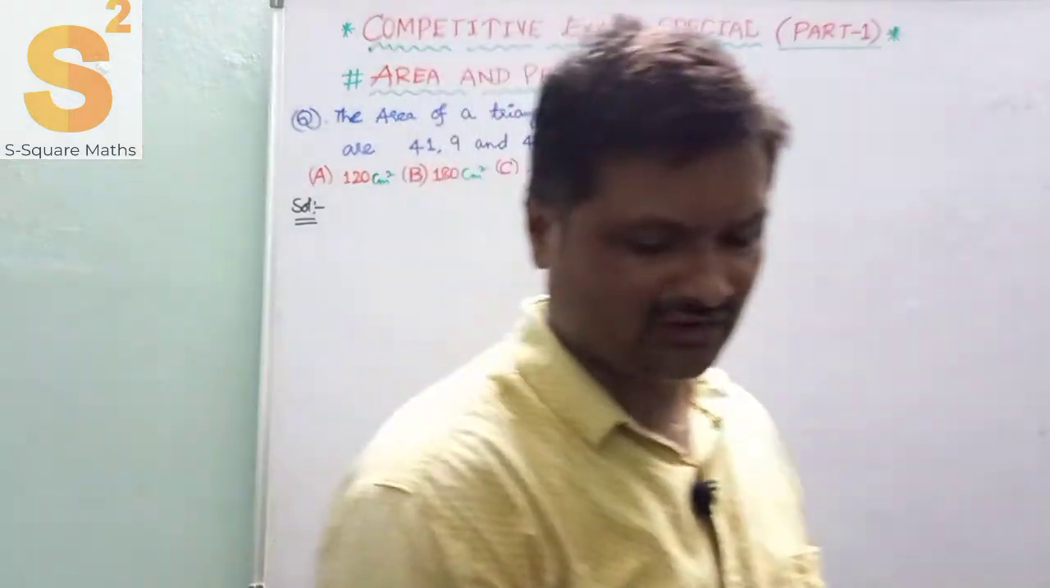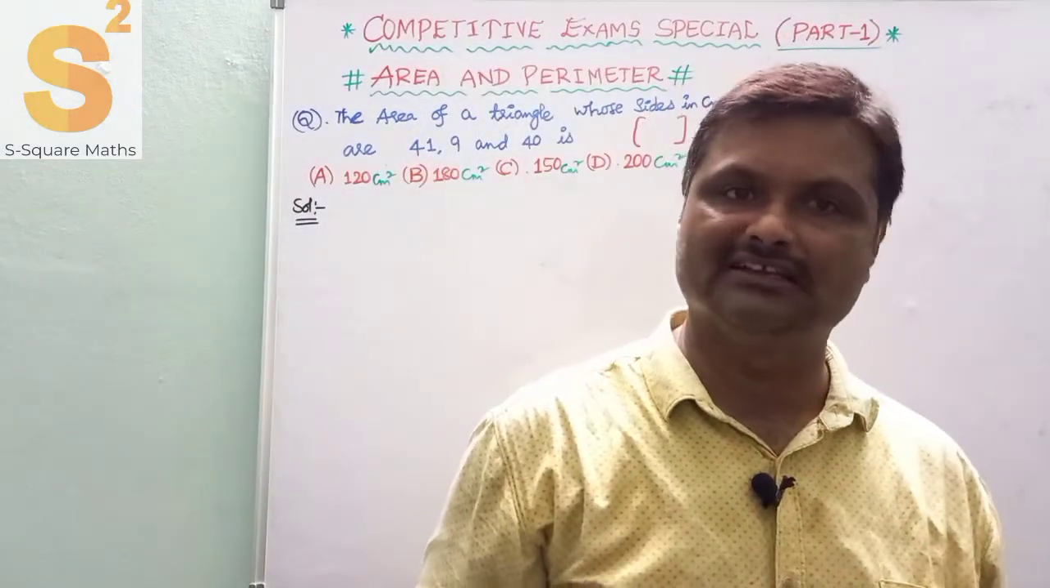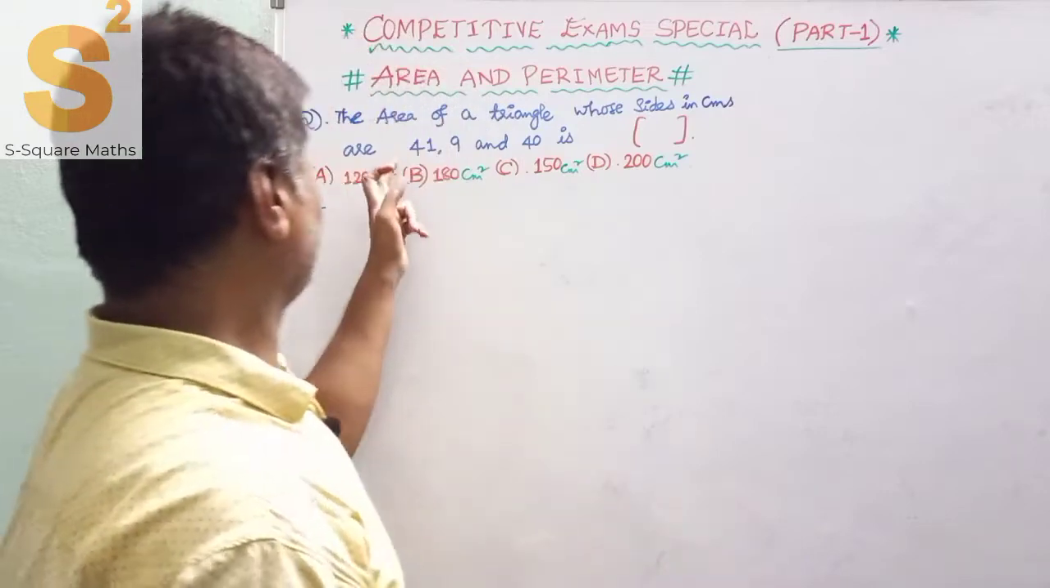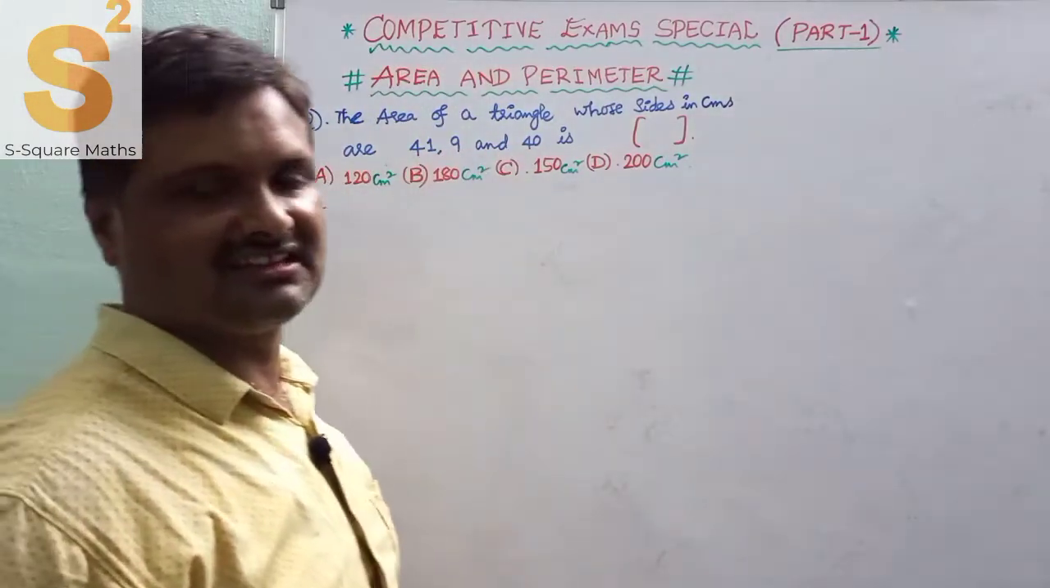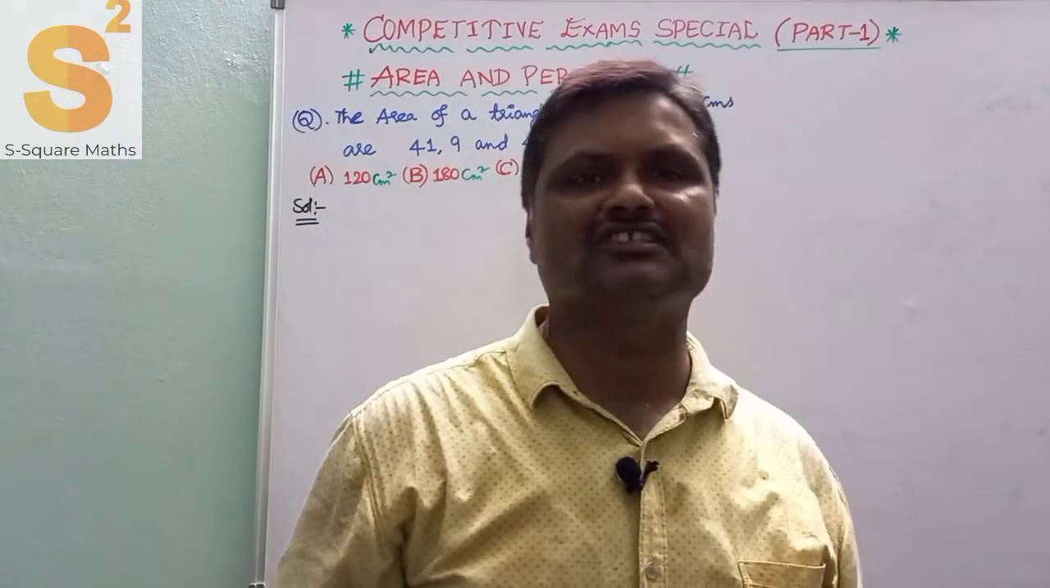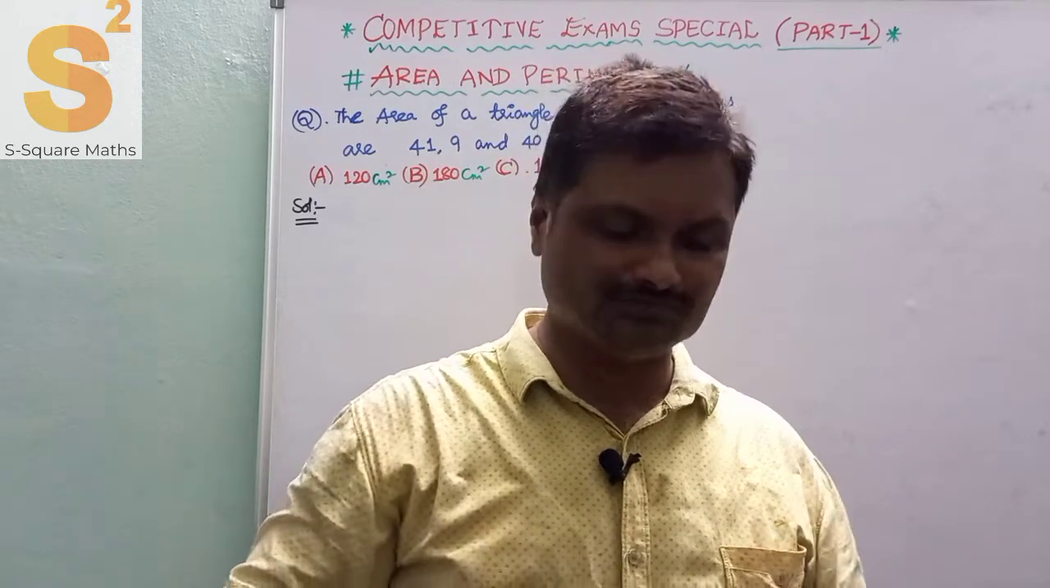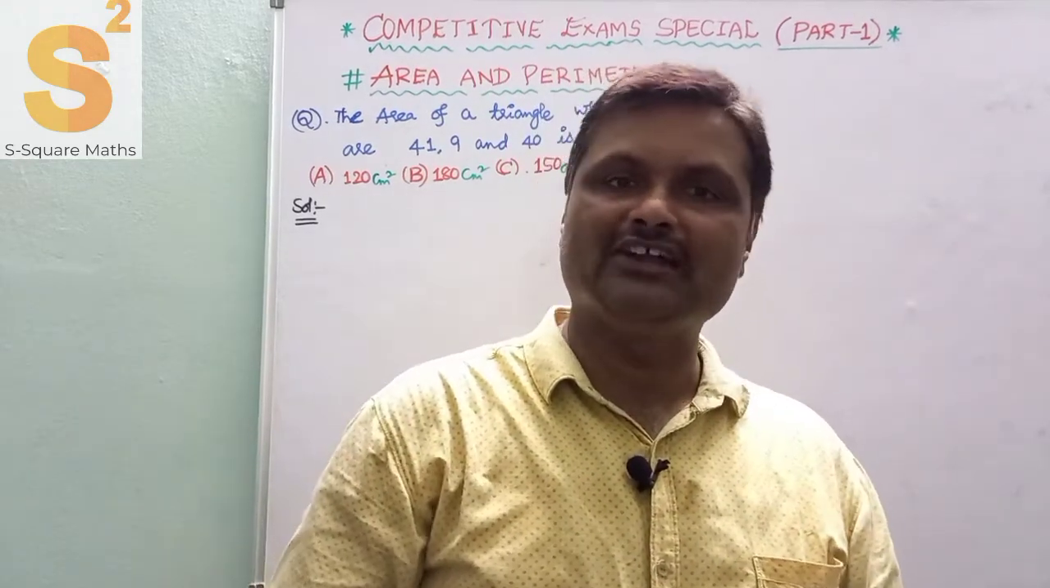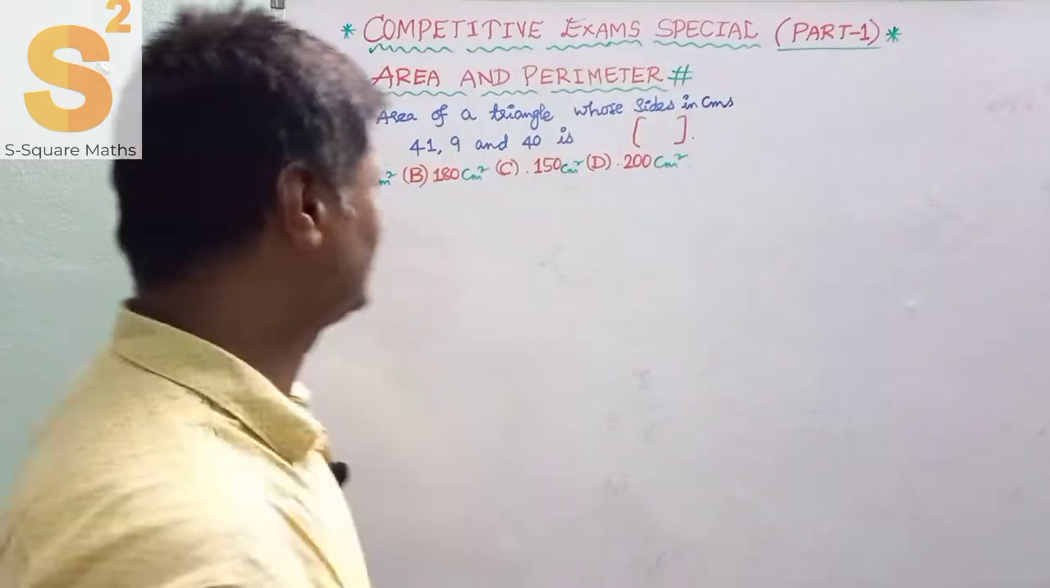Now, in order to find the area of the triangle, if you observe carefully, these three are different in length, nothing but they are the sides of a scalene triangle. Now we are going to find the area by two different methods. So let us start now.